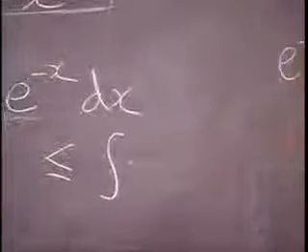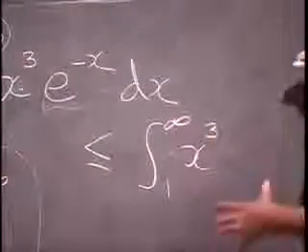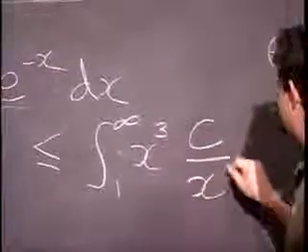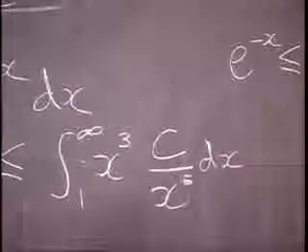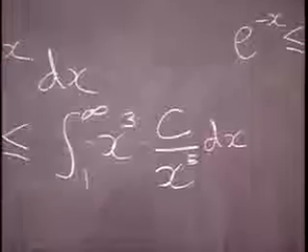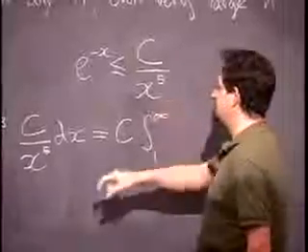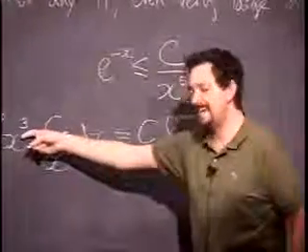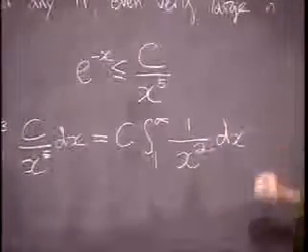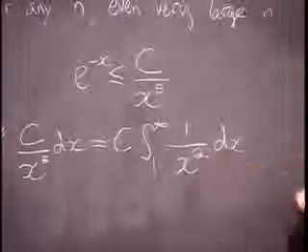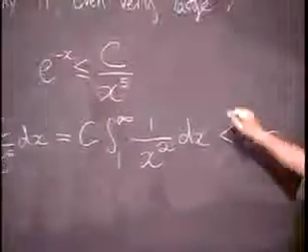I can now use just direct comparison since everything is positive. And I can replace the e to the minus x by something bigger than it, which is c over x to the 5. Now the constant has to be there, but it's insignificant because constants don't affect anything. They just pop out of the integral. And in this case, having a power 2 more has cancelled out down to 1 over x squared. And that number 2 is bigger than 1, so by the p-test, it converges.